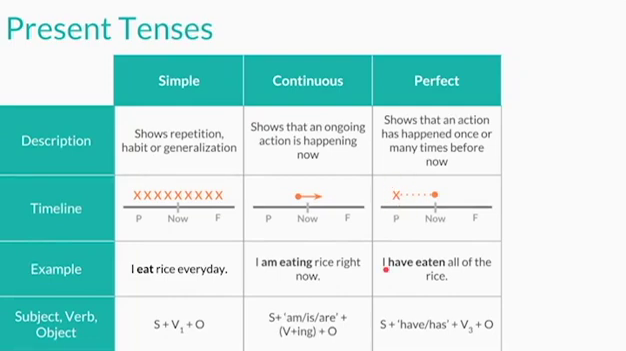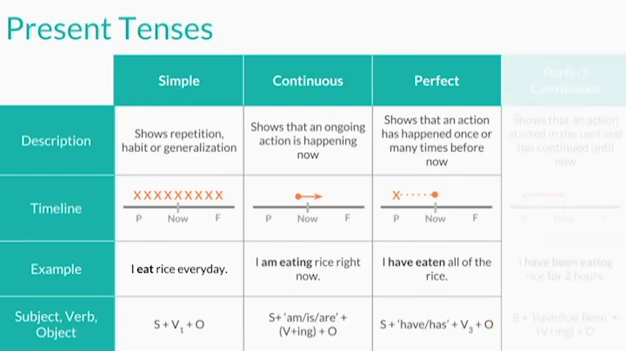For example, I have eaten all of the rice. In this sentence, you know that I've eaten all of the rice and that this is an action which has already happened in the past, but you don't know when exactly I ate the rice. So that's how we use the present perfect tense, and here's the structure for writing this tense. We have the subject plus have or has plus the past participle of the verb plus object.